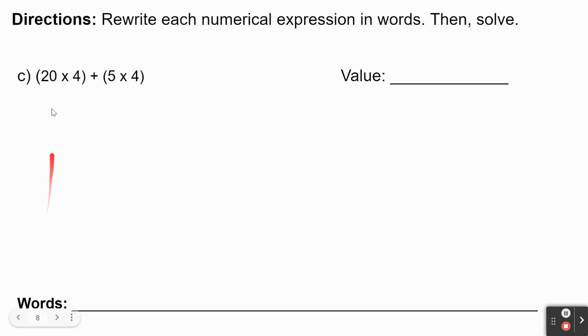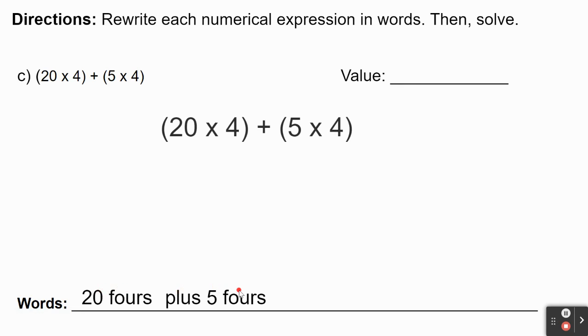So here we have 20 times 4, and we're going to find that answer and then add it to the answer of 5 times 4. So let's first rewrite this in words. 20 times 4, so another way you can write that is 20 fourths. And we're going to be adding that, so we're going to be using the plus sign, to 5 times 4, or 5 fourths. So we have 20 fourths plus 5 fourths.